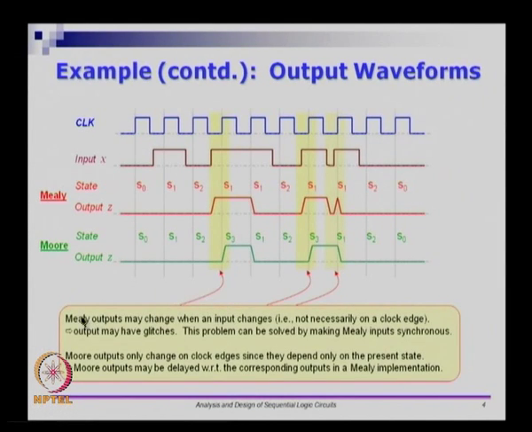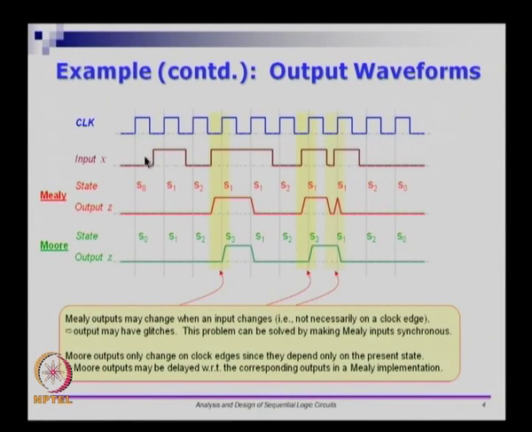So in summary, Mealy outputs can change when an input changes, so it need not necessarily happen on a clock edge, and therefore outputs may have glitches. However, if you make all the inputs themselves synchronous to the clock, then you will not have a problem. If the input is asynchronous, for example this change from 1 to 0 to 1 was not synchronized to the clock, therefore you had this problem.